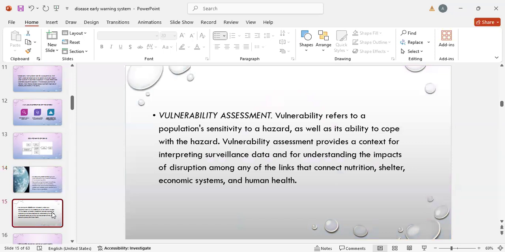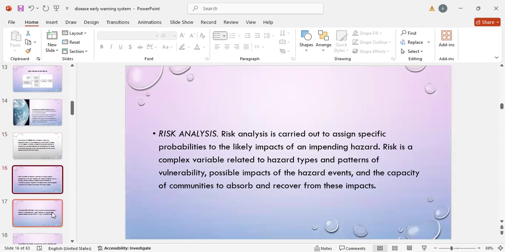Vulnerability assessment. Vulnerability refers to a population's sensitivity to a hazard as well as its ability to cope with the hazard. Vulnerability assessment provides a context for interpreting surveillance data and for understanding the impact of disruption among any of the links that connect nutrition, shelter, economic system, and human health.